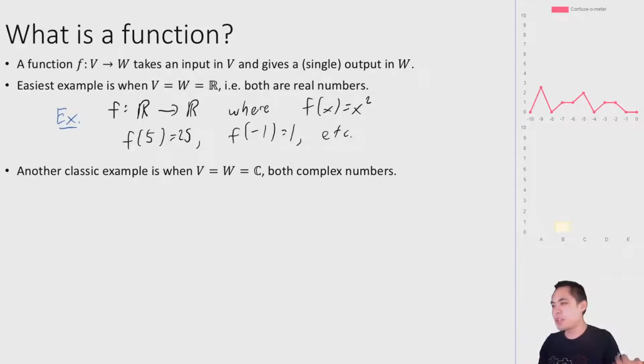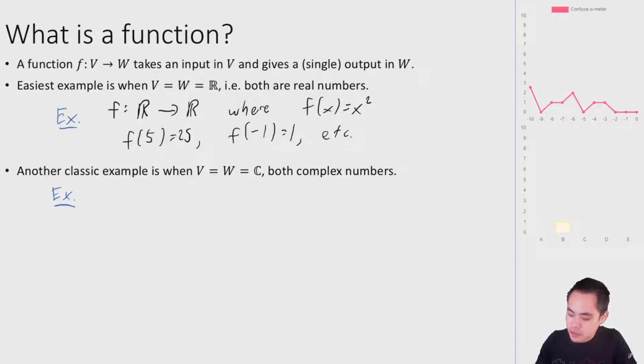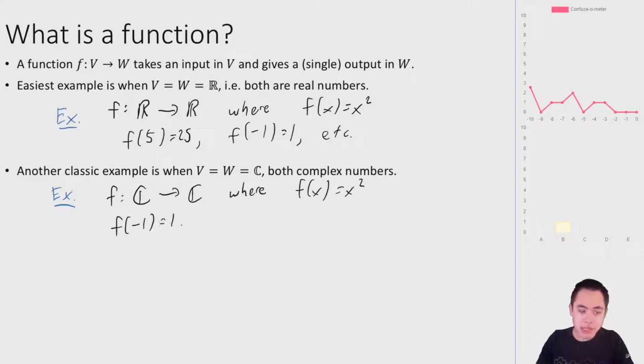Another classic example is where these are both the complex numbers. Formally speaking, a real valued function can't take in or give you a complex value. But there is a natural generalization of those exact same functions using polynomials that gives you complex functions. So f from C to C. We often write this in the same way, except you're taking it from a different domain to a different range. Then here f(-1) is still 1, but f(i) is equal to i squared, which is equal to -1, etc.